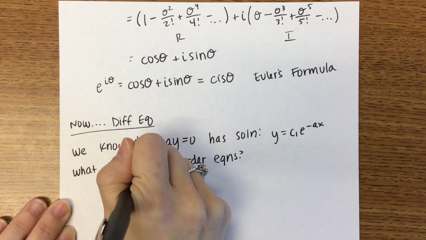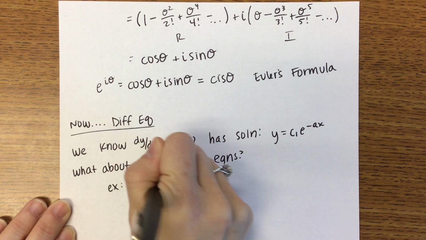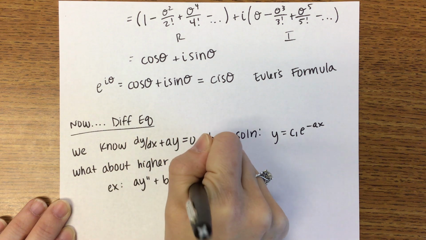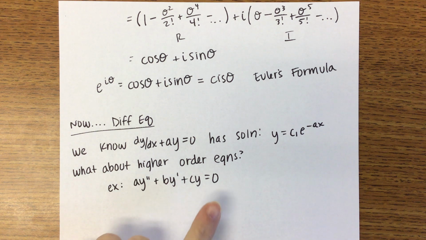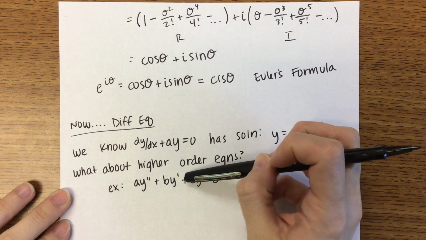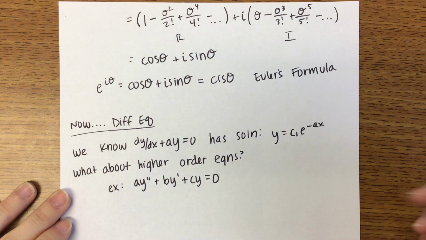So what if we're looking at the equation a y double prime plus b y prime plus c y equals 0? This is what we're going to solve today, an equation like this. A few things to notice. It's homogeneous because it's equal to 0. It's linear, and all of the coefficients are constants. So a, b, and c are constants. They are not functions of x.